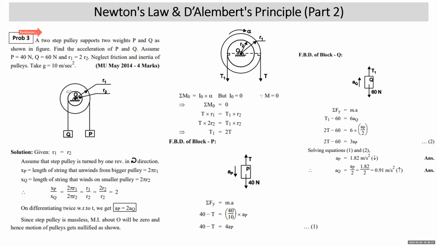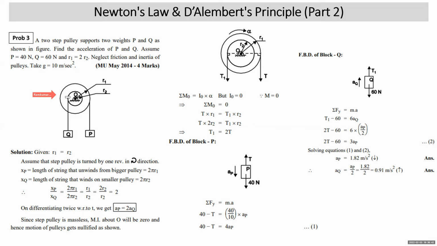That means if the bigger part turns by one revolution, the smaller part will also turn by one revolution. The compound pulley is mounted on a hinge at the center. Now, there is a string which is wound around the bigger pulley and to which block P is attached. There is another string which is wound around the smaller pulley and to which block Q is attached.